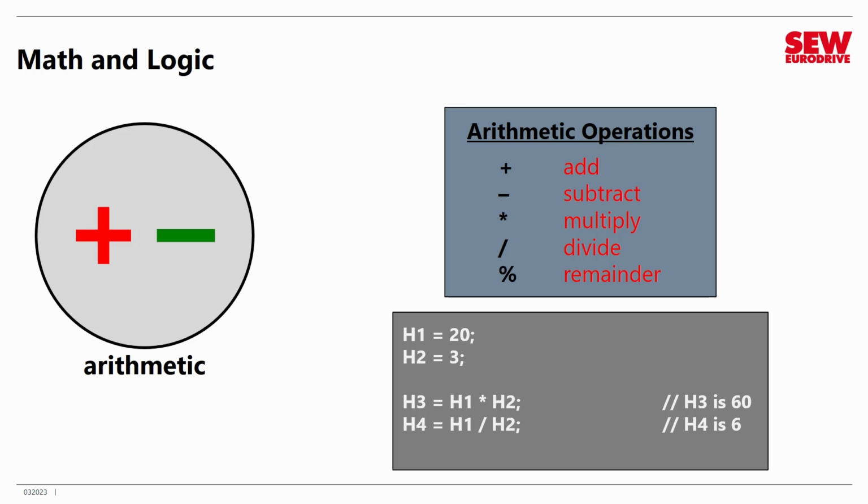If you want to know what's left over, though, you can do this. You can take H5 and say it equals H1 remainder H2. That does the division, but instead of giving the quotient, which is 6, it gives the remainder, which is 2. Pretty clever.